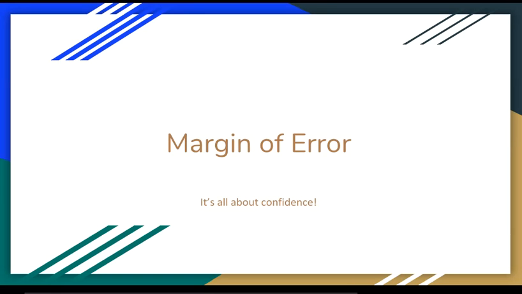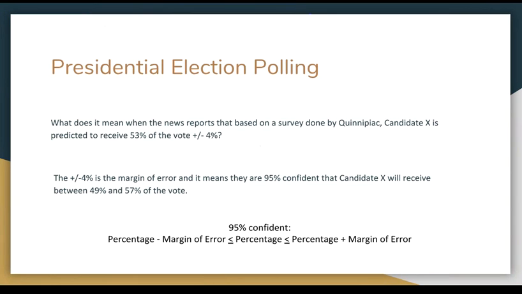Right, margin of error. Okay, I just have a few notes that I want us to take with this. Margin of error is all about confidence. Okay, it's a confidence interval. So this is actually very helpful when you are looking at any kind of statistic that they give you in the news. The most applicable time that margin of error comes into play is when we're looking at a presidential election or something like that.